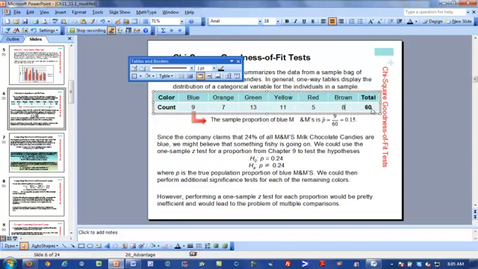For a total of 54. 54, 53. 53? 53. All right.